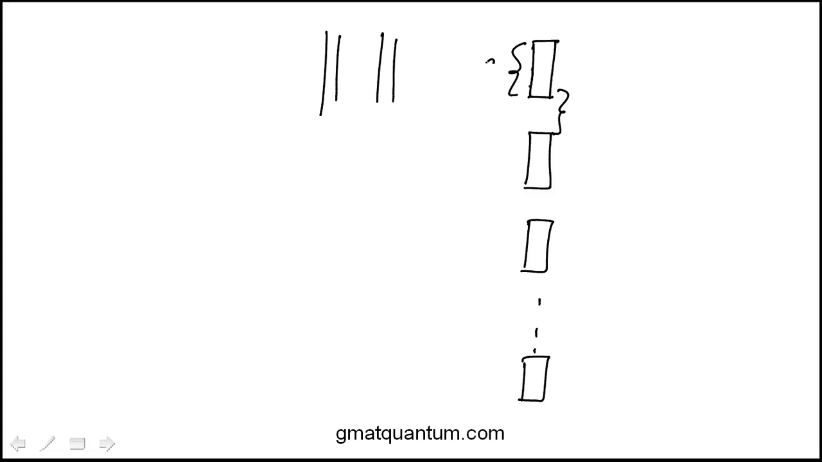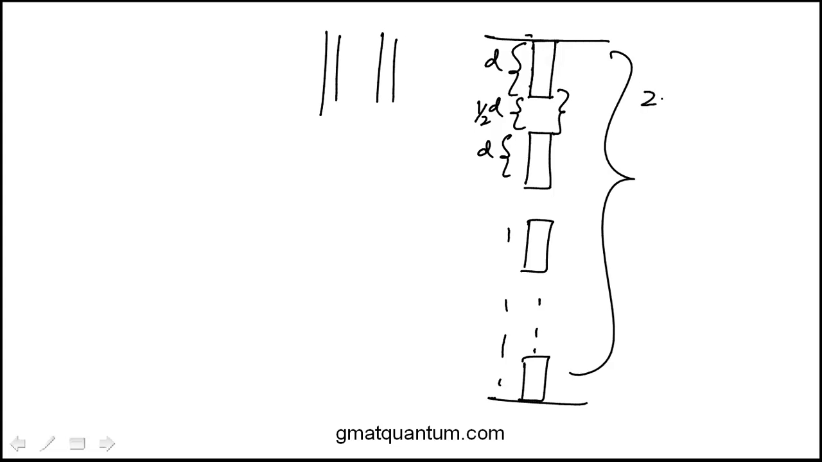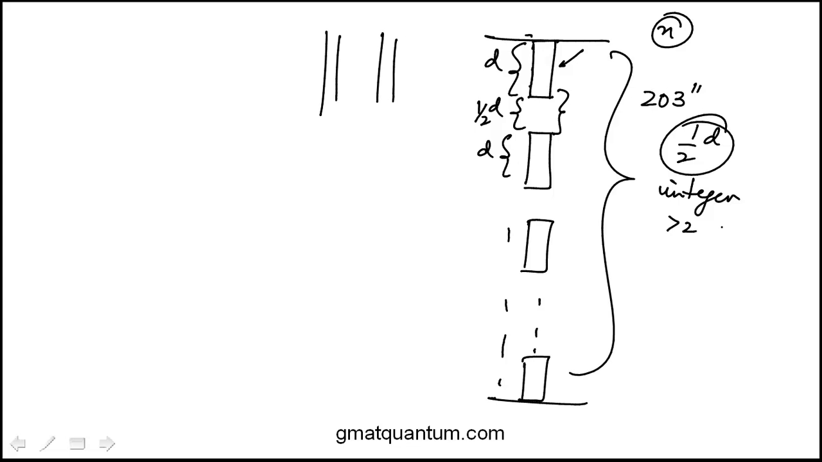So if this is D, then this is half D. And so you keep doing these all the way here. Then they tell you this total length is 203 inches. And there are a couple of things that you have to read carefully. N is an integer, which means the number of these stripes. And the length of these unpainted sections, which is half D, is also an integer, which is greater than 2.